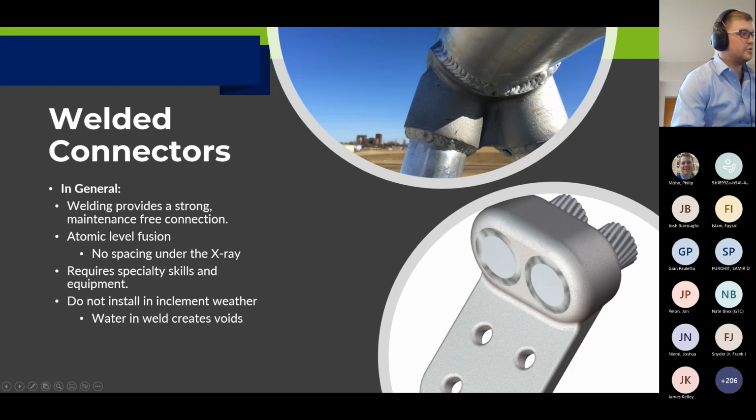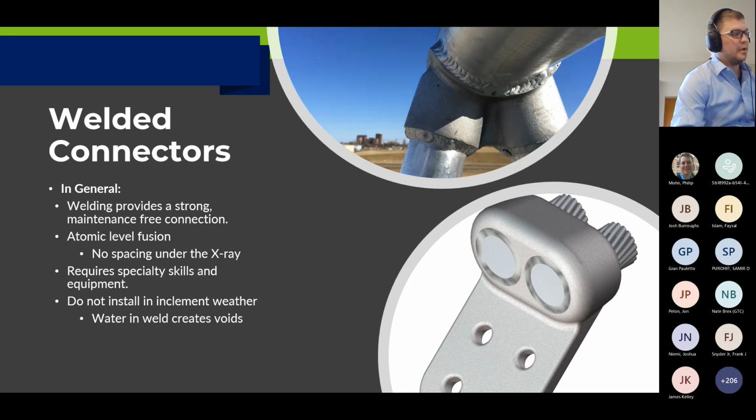So welding provides a strong maintenance-free connection, and it provides atomic level fusion. It melts the two shapes together so they become one homogeneous joint. And if welded correctly, you should see no spaces between the two surfaces when x-rayed, and you'd then be considered a maintenance-free connection. You won't have to come back and reevaluate every so often.